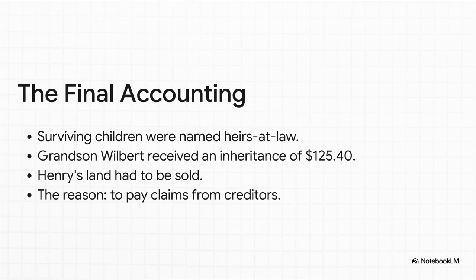So what did he leave behind? Well, the records list his surviving kids as his heirs. We also see that his grandson Wilbert gets a share. But then there's a problem, a big one. The records show that his land, those 60 acres he bought back in 1864, had to be sold. And the reason why? He had debts that needed to be paid off.